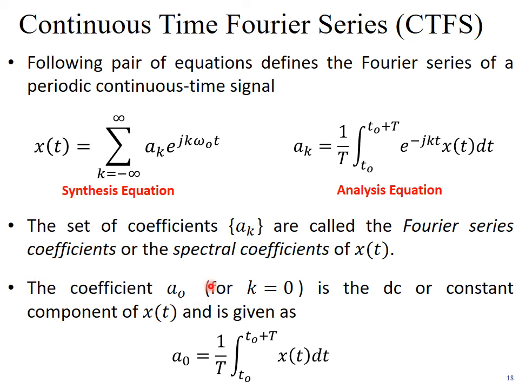The coefficient for k equal to 0 we call a naught. So a naught is the DC component, right? For example, put k equal to 0 in this equation, and you get a naught equal to 1 upon T, integral over T of x of t. This is the formula for the average value of any signal, right? And therefore a naught is called the DC component of the signal. If there is some DC offset in the periodic signal, a naught would be non-zero. If there is no DC offset, and the periodic signal is symmetric around the horizontal axis, then a naught would be 0.